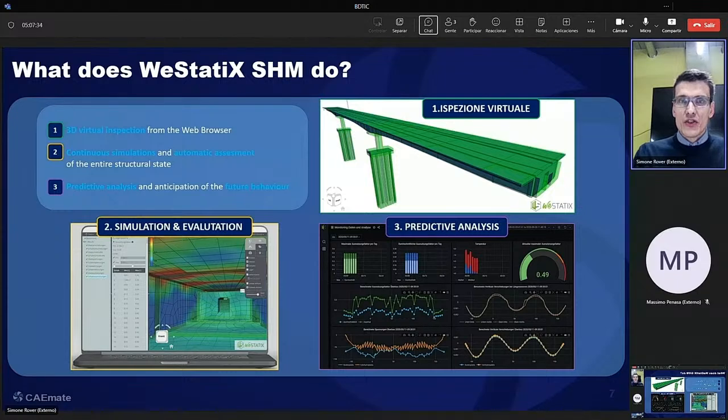What does Statics SHM do? First of all, it allows the customer to conduct 3D inspections from any device that can connect to the internet. It allows the continuous numerical simulation, and hence the assessment of the entire structural state. And as I said, through advanced algorithms of artificial intelligence, it can predict the future behavior of the structure.